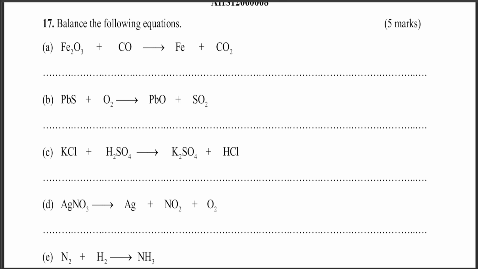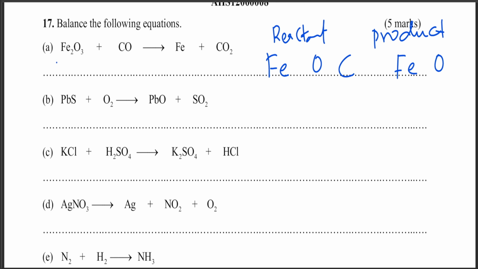Sawa. Now, ukiangalia vizuri, twende step by step. Balance the following equation. Iron 3 oxide plus carbon 2 oxide gives iron plus carbon 4 oxide. So twende mos. Sawa, wacha tuandike iron, this is the reactant, and we have the product. Now the reactant kuna iron, kuna oxygen na carbon. The product pia iron, oxygen na carbon.